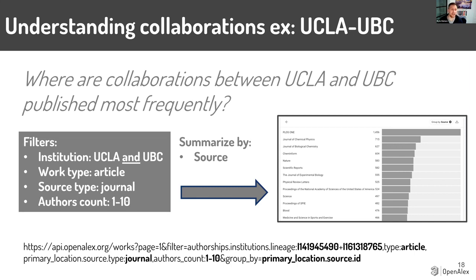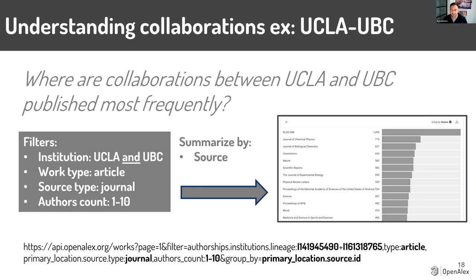So I picked UCLA and UBC, 2 really large universities on the west coast of North America. And you'll see here, I used institution UCLA and UBC to make sure that every publication had co-authors from both. My work type, you'll see I limited to articles, just to remind you that this is the type of thing you could do, but you could also say books, conference proceedings. You can pick the ones you want there. And then author count, again, 1 to 10, which I do a lot for collaborative intelligence.